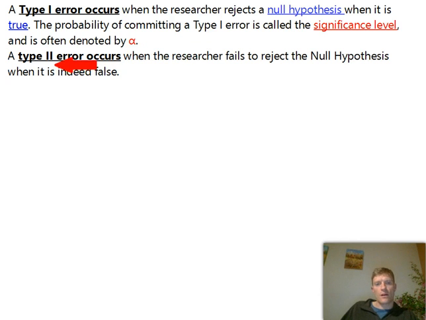Whereas the type 2 error occurs when the researcher fails to reject the null hypothesis when it is in fact false, implying that the alternative hypothesis is true.